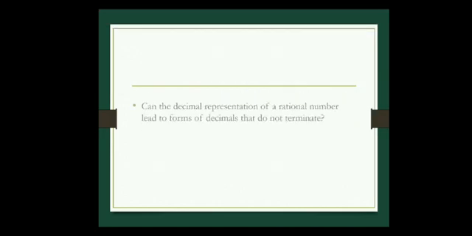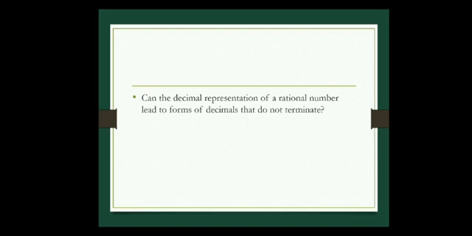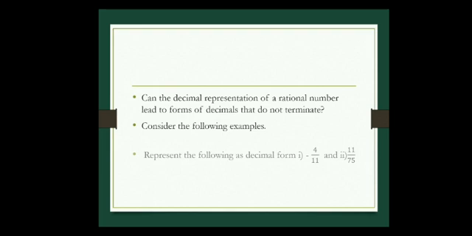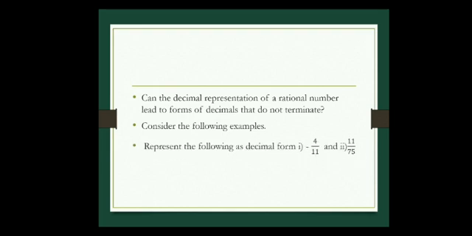Now there is a question. Can the decimal representation of a rational number lead to a form of decimal that does not terminate? Is it possible that the decimal places are not going to stop, which means we are not getting the remainder 0? Okay, so we will take some examples. Represent the following in decimal form: 4 by 11, minus 4 by 11.